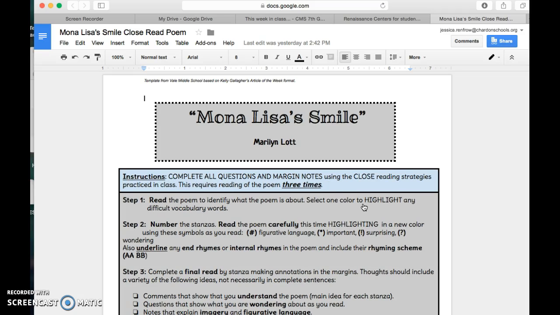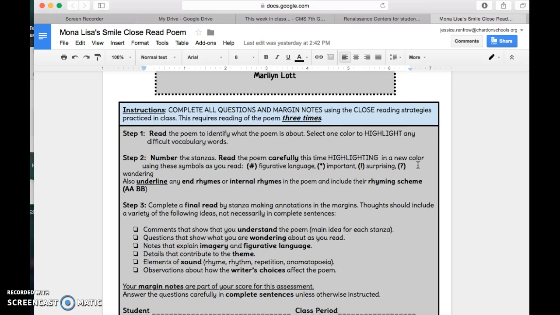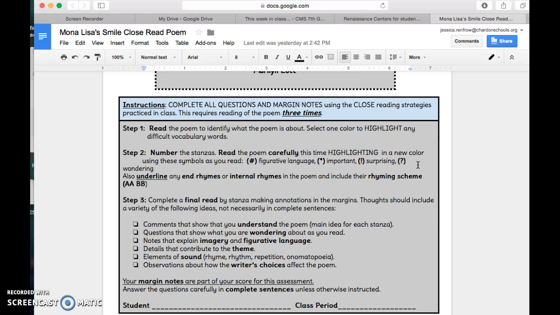Okay, now for this center, what I want you to do is go ahead and open up a new tab, and you want to go to Classroom because that's where you're going to find yours. So on Classroom, it's going to say Center 4, and it will say Mona Lisa's Smile Close Read Poem. That's where you want to be for today. As you're going through, you're going to do the same thing that we've done in the past. You're annotating, you're doing a close read, you're reading it 3 times. Okay? Now it's a poem, so it's a little different.